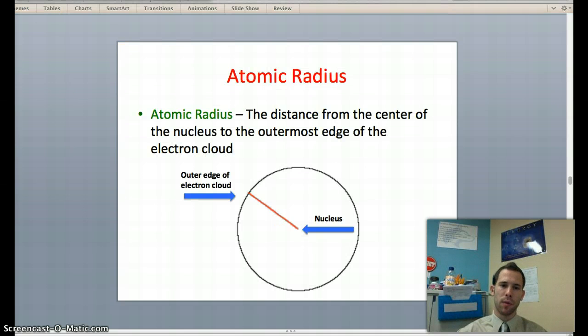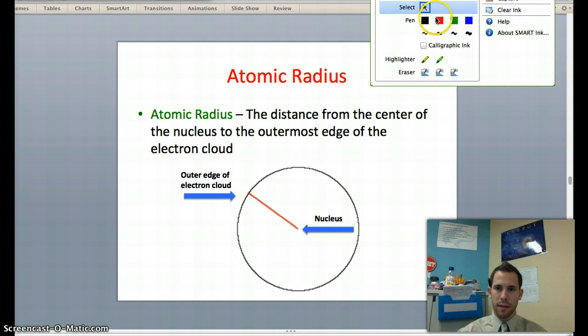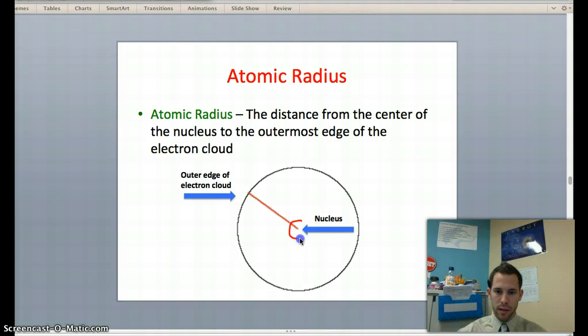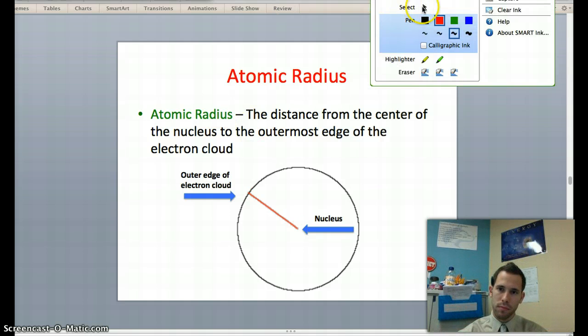Let's discuss atomic radius. The next thing, atomic radius, is the distance from the center of the nucleus, right here, to the furthest outside edge of the electron cloud, right there. That distance is known as atomic radius. And that's basically how big the atom is. Now, atomic radius gets a little funky, and I'll show you exactly why.